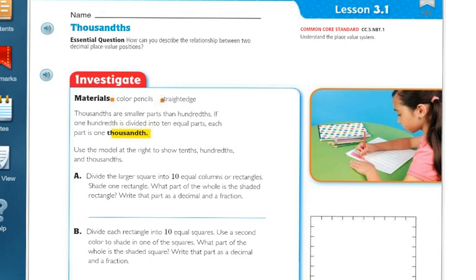My mommy's lesson is 3.1. Today we are going to talk about thousandths.